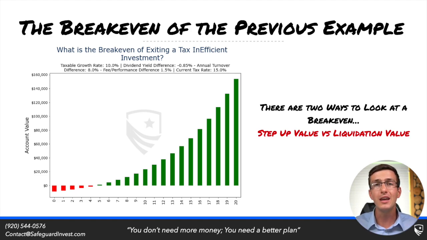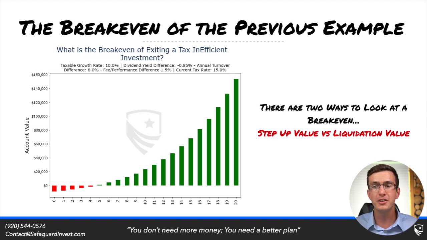What would be the break even from exiting that mutual fund and investing in the more tax efficient ETF? And we can see with this chart that the break even happens in this specific example, when we have a $70,000 unrealized gain, between years 4 and 5. Once we're past year 5, then it's all upside from there.